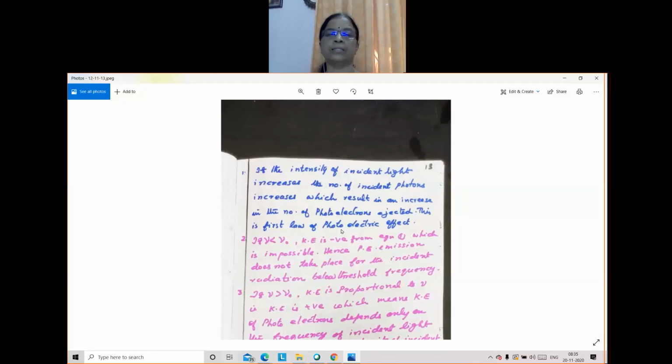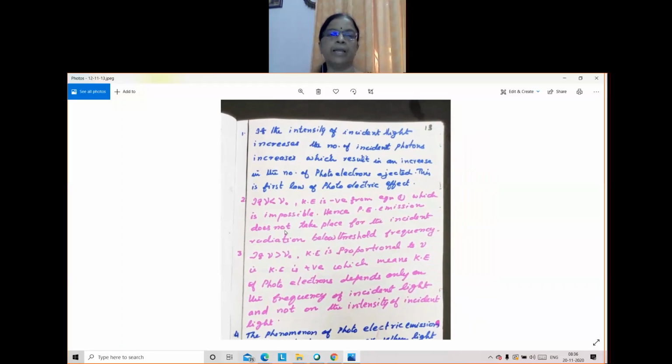That is very simple. As the intensity increases, that means more photons are incident. When one photon is incident, one electron is ejected. That is actually taking place. So when more photons are incident, more electrons will be ejected. So when intensity increases, more photons are incident, and therefore more electrons are ejected. Just a simple thing.